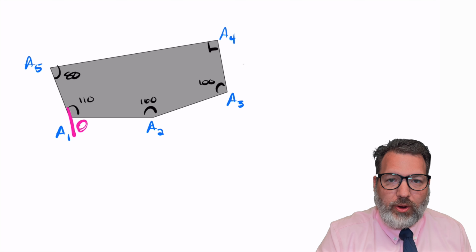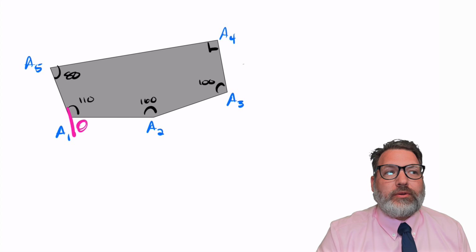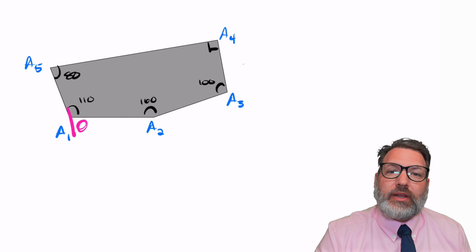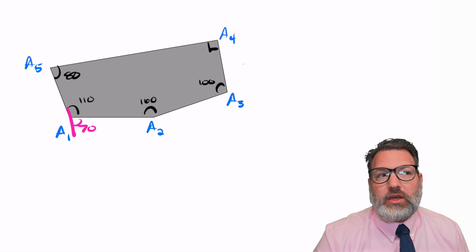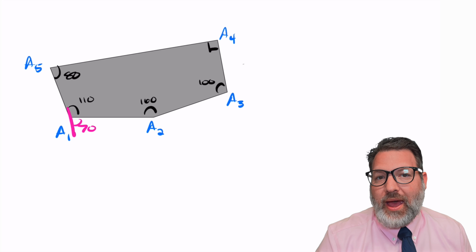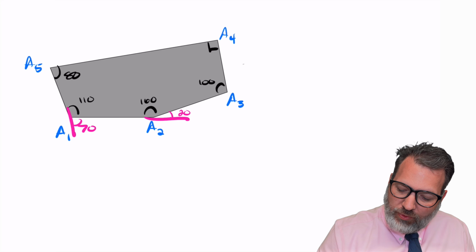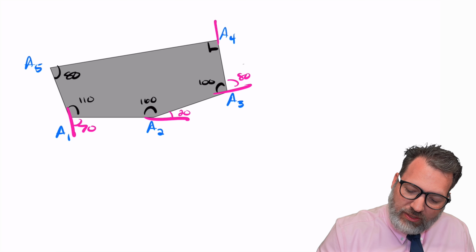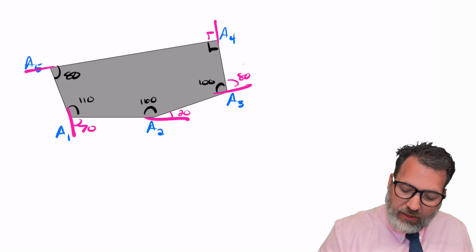So we're not going all the way around the figure, we're looking at a linear pair, 2 angles that make a line, 2 angles that have measures with a sum of 180 degrees. In this case, that means we have a 70-degree angle outside of the 110-degree angle. Again, these two have to add up to 180. If we extend the next side from the 160, we also get a 20-degree angle. If we extend the side at A3, we get an 80-degree angle. If we extend the side at A4, we get another 90-degree angle, another right angle. And then finally, if we extend at A5, we get 100 degrees.